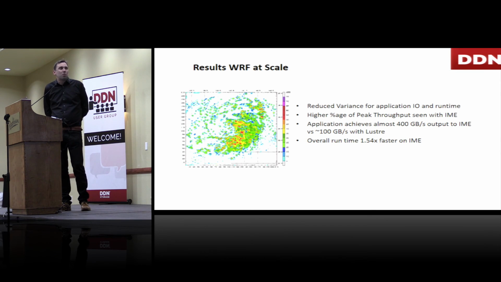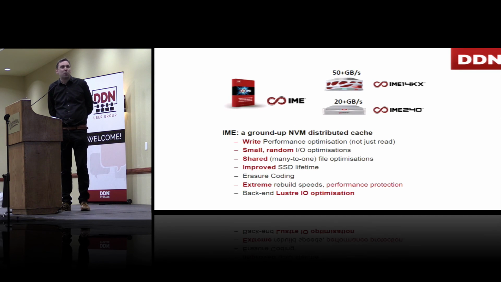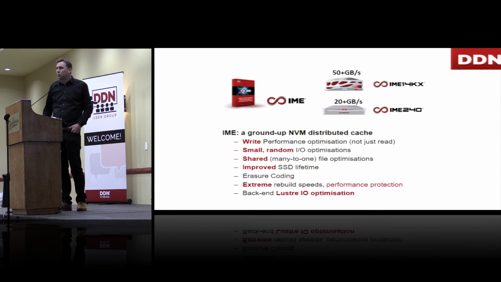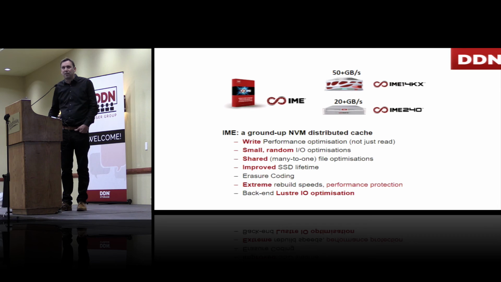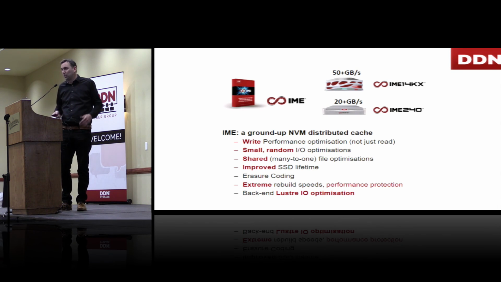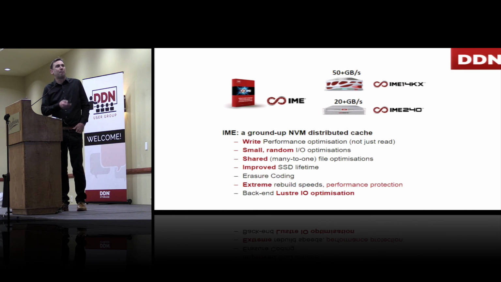But even with this well-behaved WRF code, we're seeing a huge reduced variance from about 36 seconds to 4 seconds by running on IME. We are seeing a significantly higher percentage of the peak throughput, i.e., we're running at 400 gigabytes a second on about a 450 gigabytes a second partition of an IME system. So that's nearly 85% of peak, whereas we're only hitting about 60% of peak with a Lustre system. And of course, that results in overall runtimes being about 1.5 times faster.